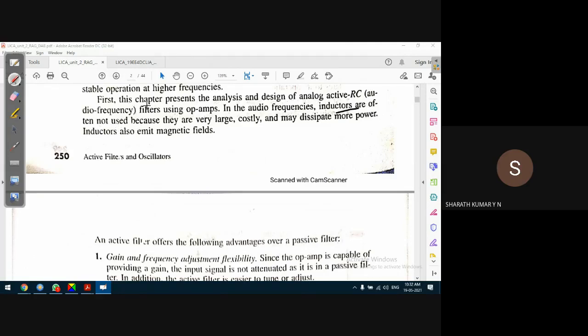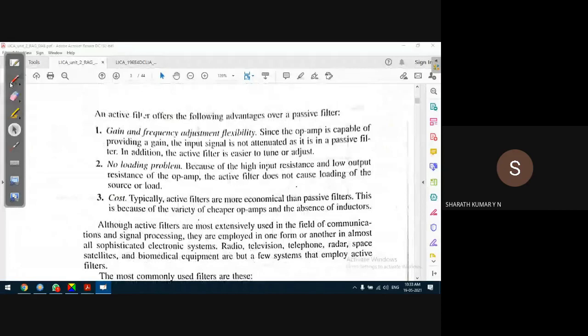What this point says is we have discussed RC only analog filters in the earlier chapter of this textbook. In the audio frequency range, inductors are often not used because they are very large, costly, and may dissipate more power. That is a disadvantage of inductors in the low frequency range. It also has a magnetic field effect, so that's why it is avoided in the low frequency range. So, what are the advantages of active filters compared to passive filters?